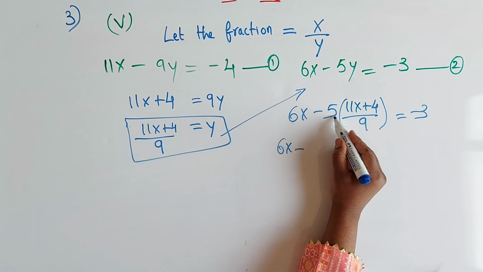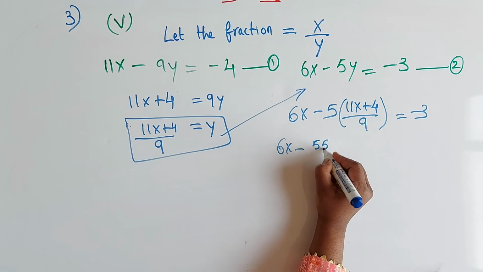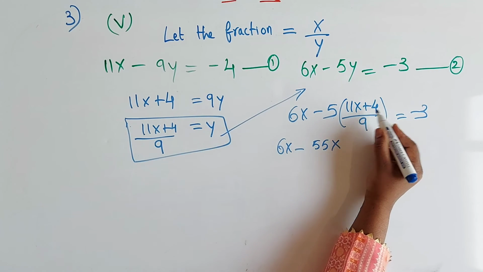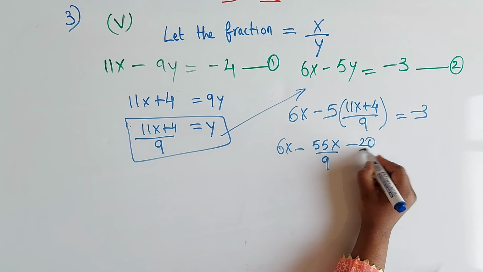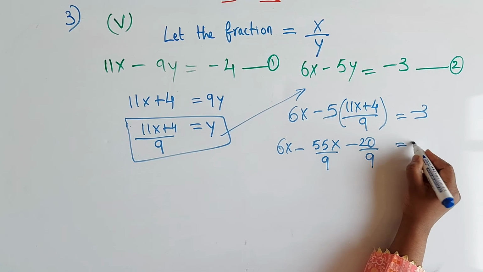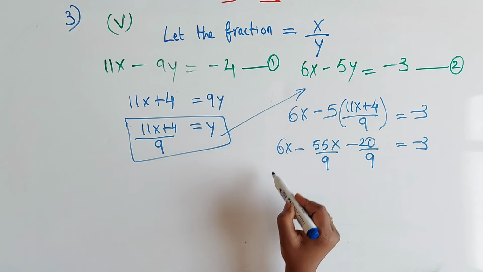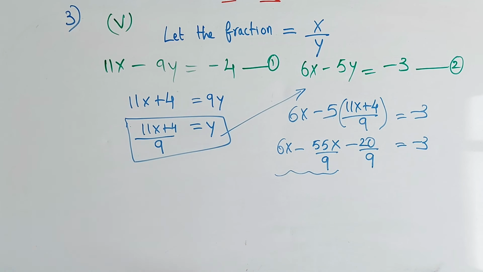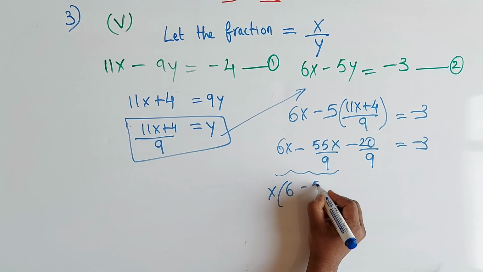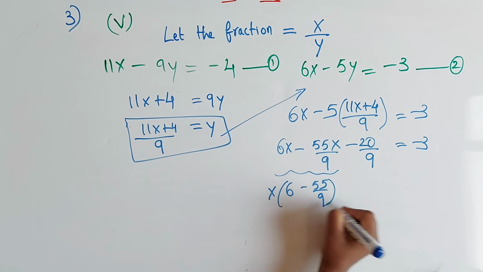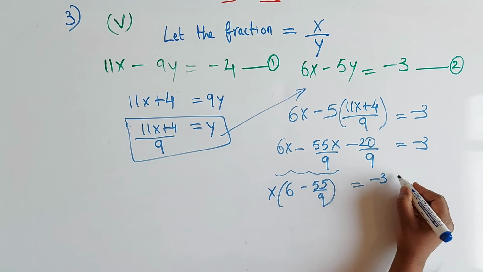6x minus 5 into 11x, 55x. 5 into 4, minus 5 into 4, minus 20. Here 9 divided by 9 and here also divided by 9 equal to minus 3, children. Now here and here we have the x value. So let's take x common. 6 minus 55 by 9 here. This equal to minus 3. This will go to the right hand side, plus 20 by 9.